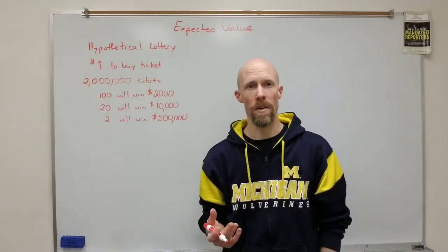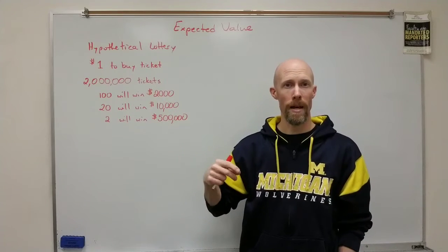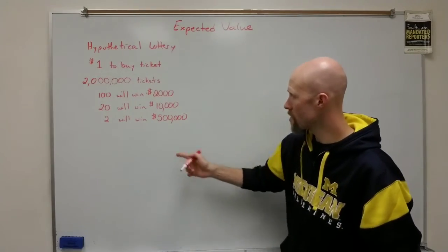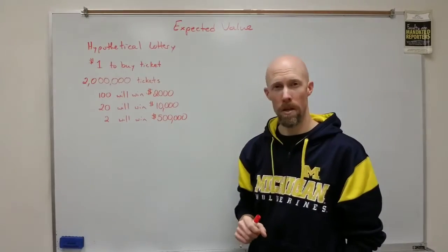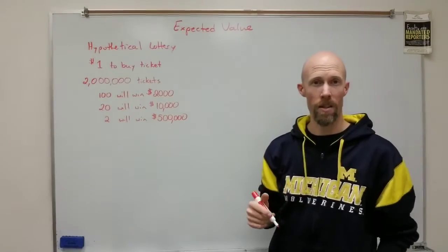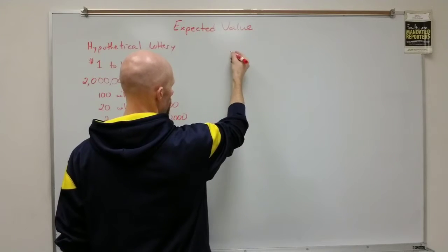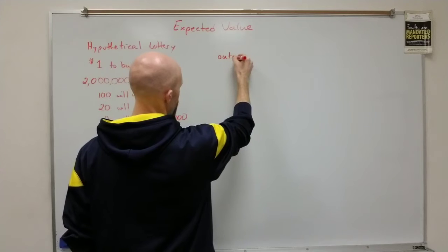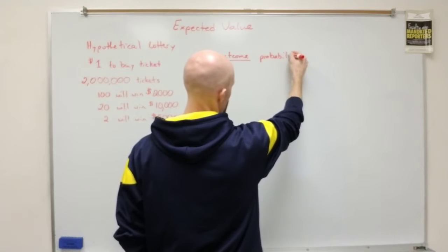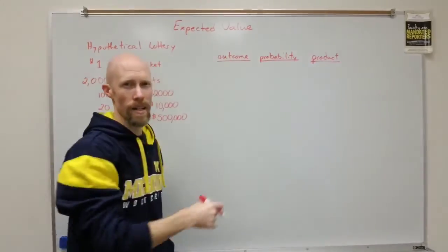When you calculate an expected value, you take the value of the outcome, multiply it by its probability, and then add those products together. So in this particular case, you have a 100 out of 2 million probability of winning $2,000. So let's set this up. First of all, in a table, we'll do the outcome, the probability, and the product. Okay, so I like to have these 3 columns set up.